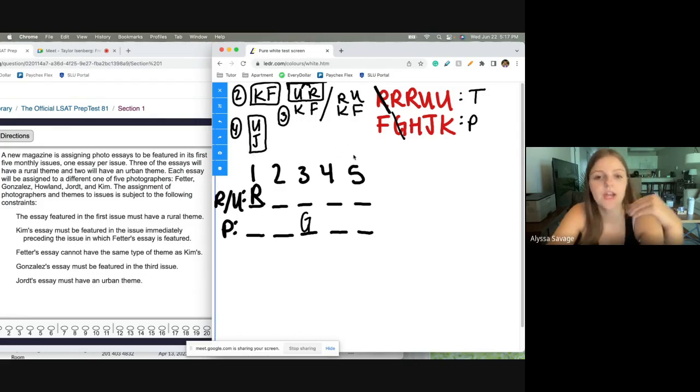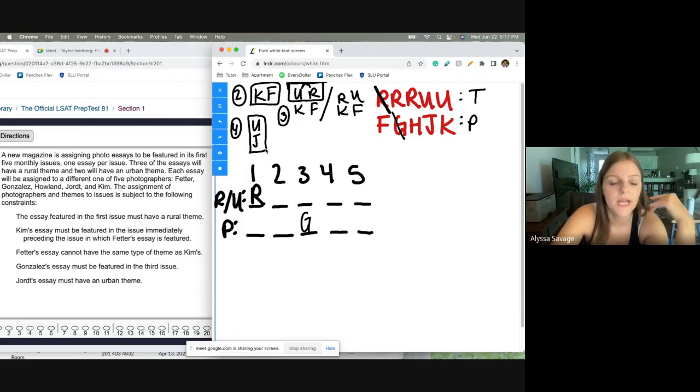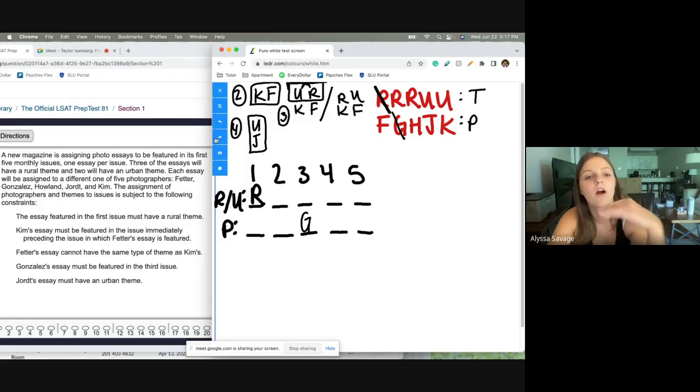Because if we know that J has to be urban, we can't switch them out with anything like that. And if we write it as U on top and J on bottom, it'll be a lot easier for us to mentally pick up this rule and place it because it's following the placement that we've already done. So like my R and U are on top. So if I write my R and U variables for my rules on top and my photographer people on bottom, it's a lot easier for me to pick it up and think about where J and U can go. Does that make sense? Yeah, that makes sense.